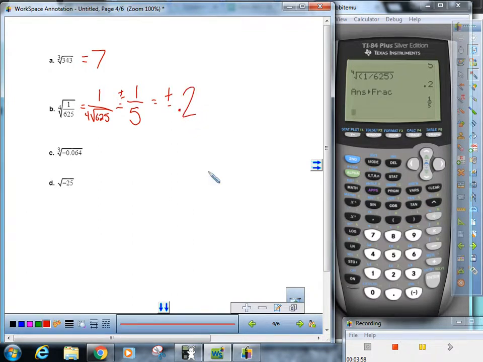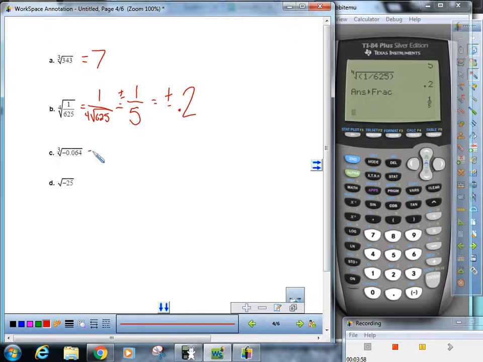Does everybody understand why? Well, if we did 2 times 2 times 2 times 2, we would get 16, right? So 2 to the 4th equals 16. However, if we did negative 2 times negative 2 times negative 2 times negative 2, we would also get 16. So that means that the fourth root of 16 is either 2 or negative 2. Does that make sense? But when we have odd ones, we don't need plus or minuses.